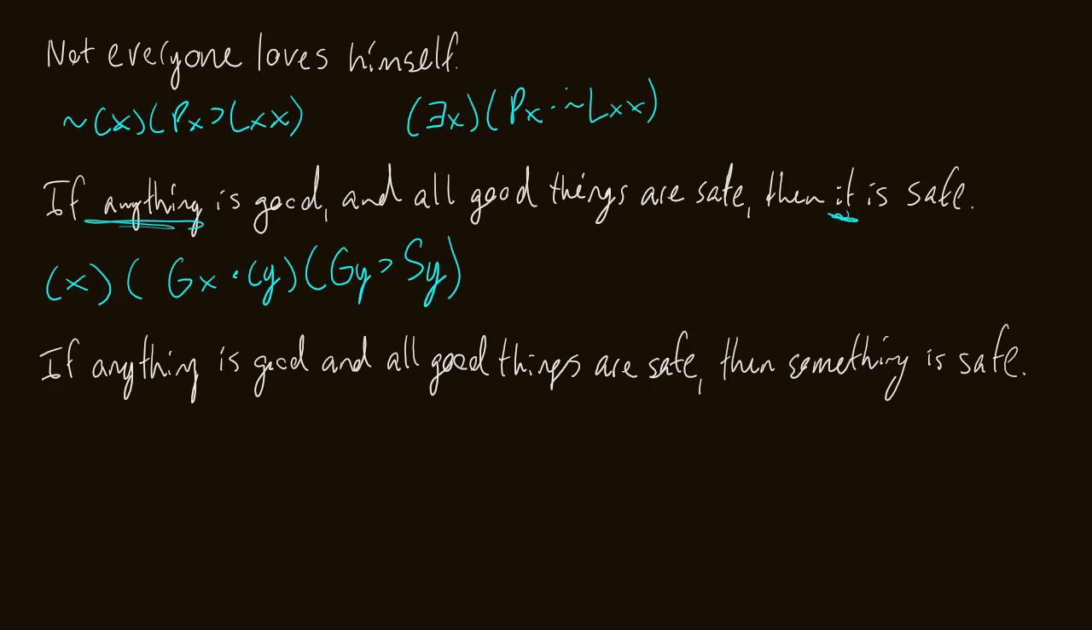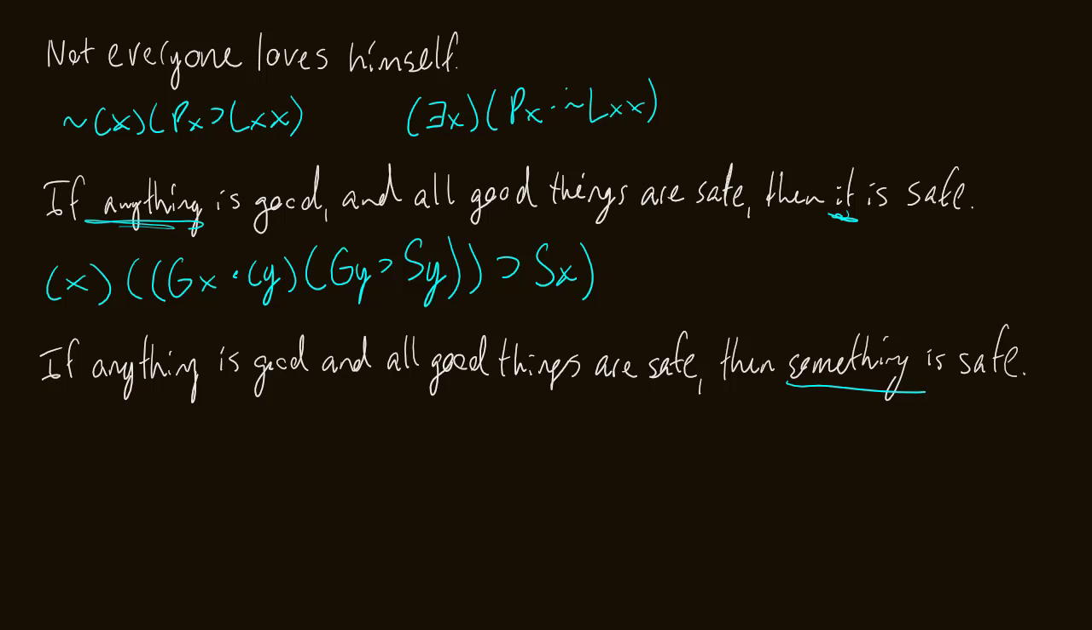Then, okay, now what we want is another pair of parentheses. Then it is safe. That just means then X is safe. And we close off our parentheses. Now, the reason I did two examples that are very similar is because on this next one, I say if anything is good and all good things are safe, then something is safe. Something is no longer the pronoun it, referring back to X. Something is something entirely new.